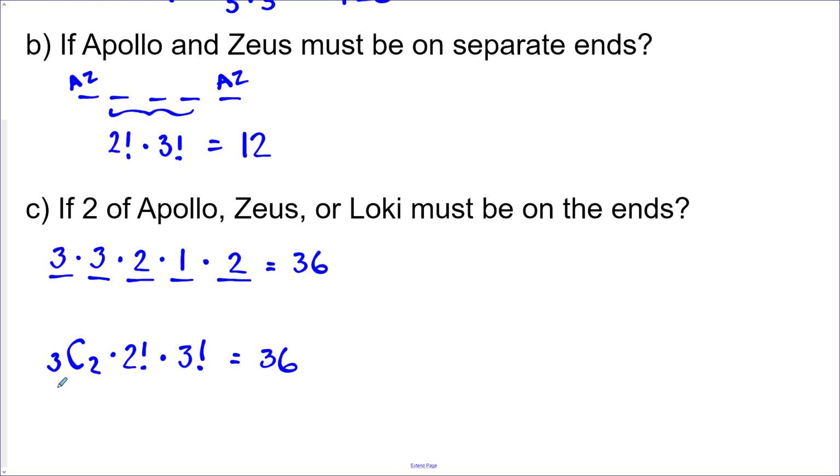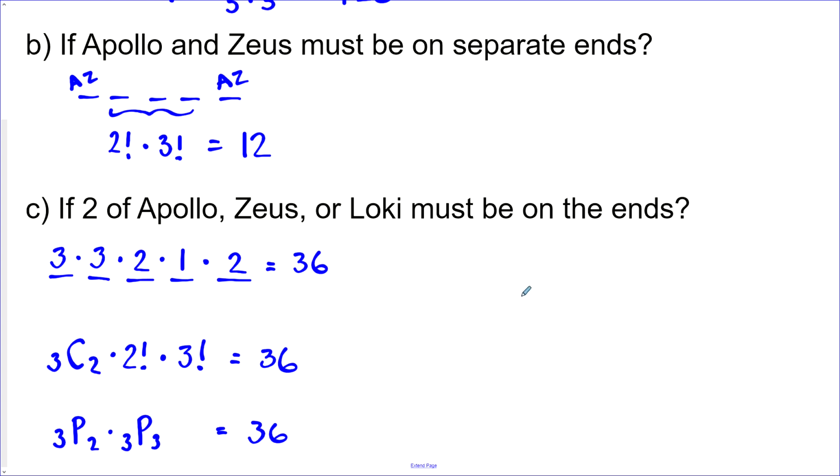Now, let's do it a different way. What if we had 3 guys and we're going to make a permutation with 2 of them? And so that will take care of this and this in one step. And then we've got 3 guys and we're going to line them up. And 3P3 is just the same as 3 factorial. And we multiply this out and we get as well 36.